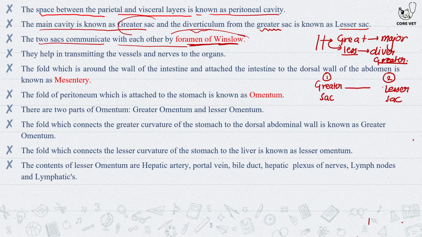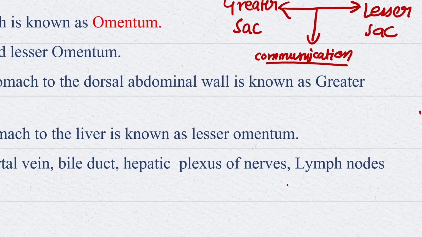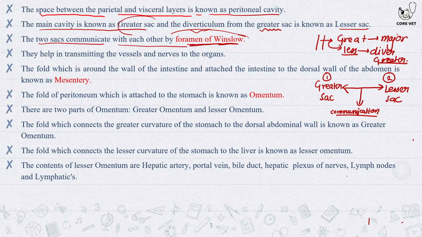Okay, so how are these two sacs communicating with each other? The communication is made through the foramen of Winslow. Okay, so the two sacs communicate with each other by the foramen of Winslow, right? Now, what are the functions of this peritoneum?